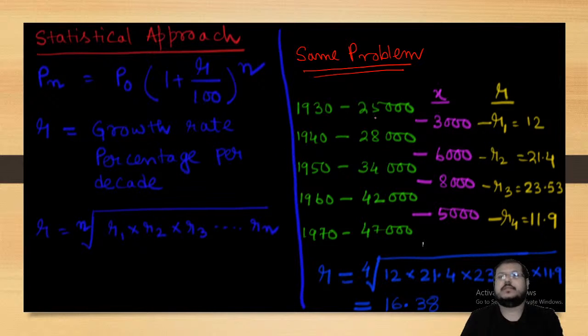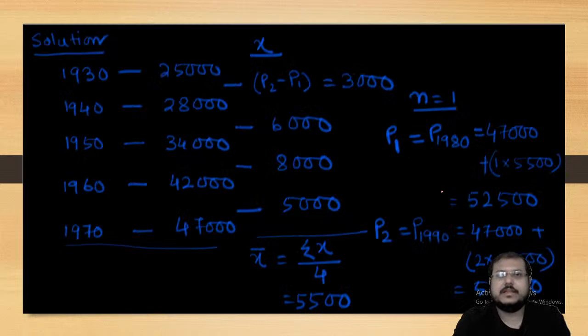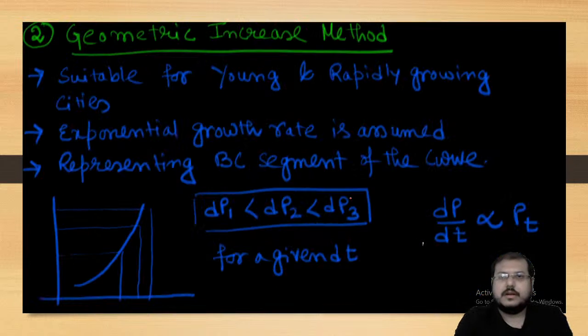So given the population data of 5 decades: 1930, 1940, 1950, 1960, and 1970. Respective populations are 25,000, 28,000, 34,000, 42,000, 47,000. And we know how to calculate the x values: 3,000, 6,000, 8,000, 5,000. We have seen in the previous part how to calculate these x values.